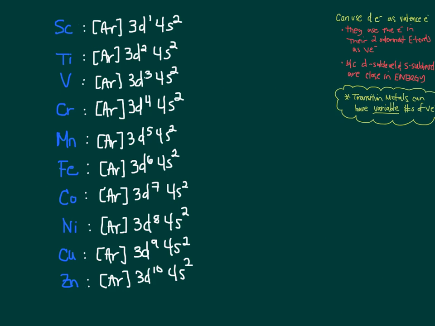All right, so let's talk about iron first. If you look at its electron configuration, it has 2 electrons in its S and 6 in its D sublevel, like this.